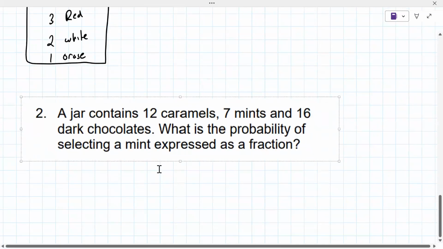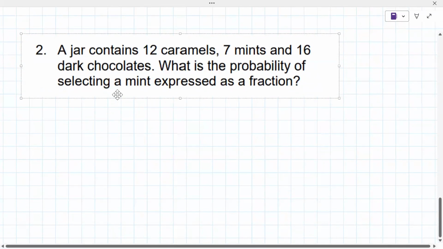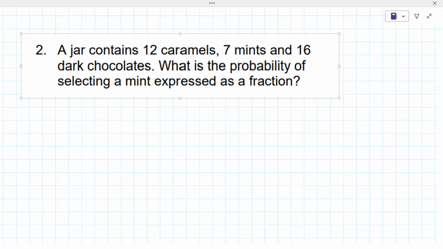Here's a new problem. This is actually just like the marble problem, except instead of marbles, it's caramels, mints, and dark chocolates. Will you try this problem on your own, please?